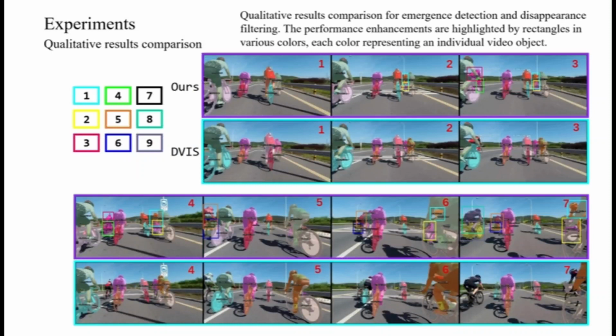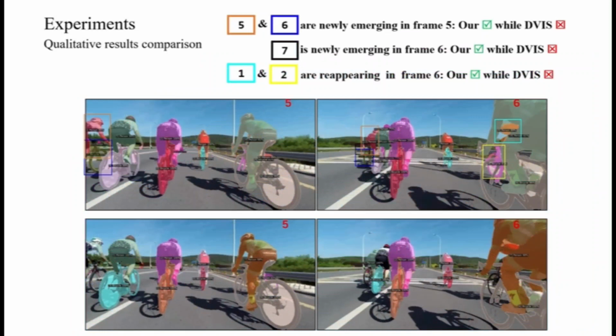Here, we show some qualitative results, a comparison for emergence detection and disappearance filtering. The performance enhancements are highlighted by rectangles in various colors, each color representing an individual video object. For example, objects 5 and 6 are newly emerging objects in frame 5. Our method detects these emergences successfully while DVIS fails. A tiny object 7 is a newly emerging object in frame 6. Our method detects this emergence successfully again while DVIS fails.